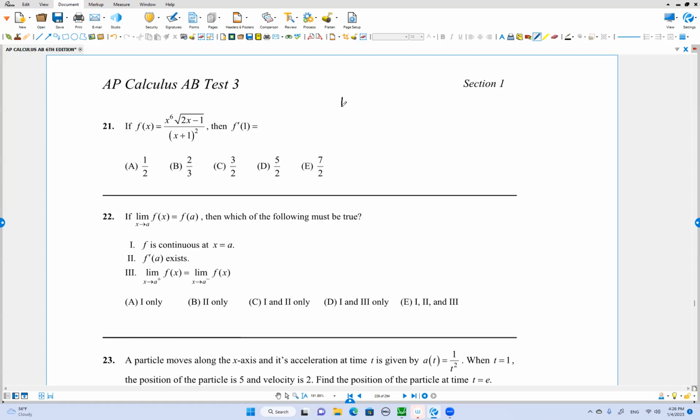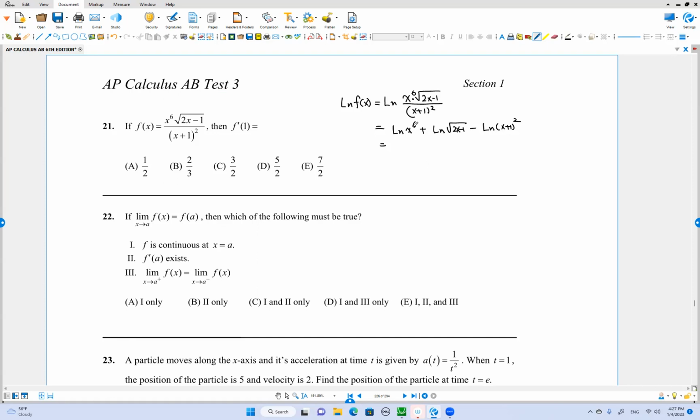log, and then f of x, put ln: ln of x to the 6 times the square root of 2x minus 1, over x plus 1 squared. When you take ln, multiplication is addition and division is subtraction, right? So that is ln x to the 6 plus ln square root of 2x minus 1 minus ln of x plus 1 squared. Plus and minus separate.